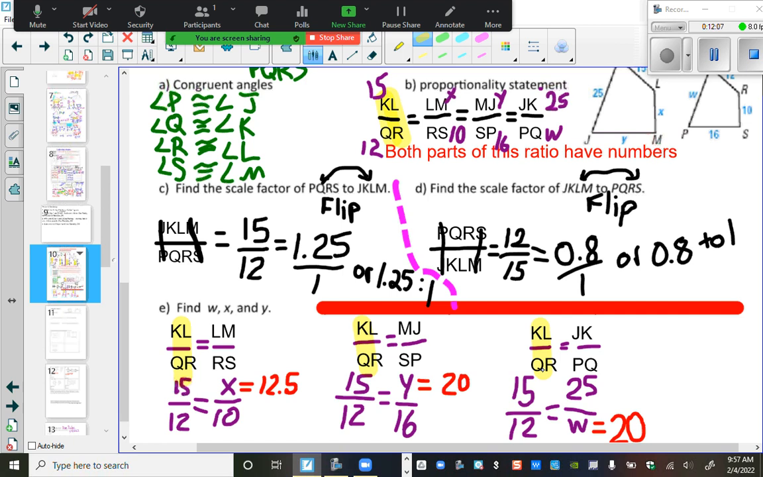Anybody have any questions before we start the next problem, which is going to be very similar to what we did here? Anybody any questions?